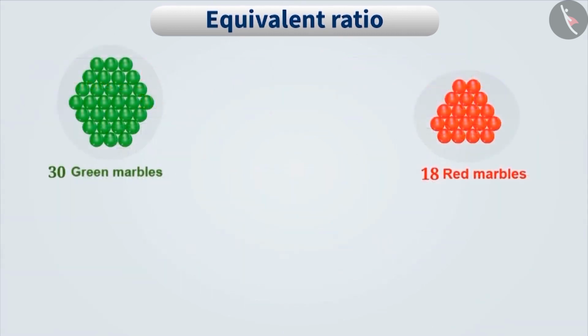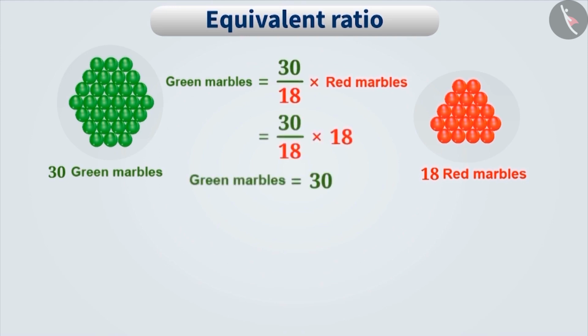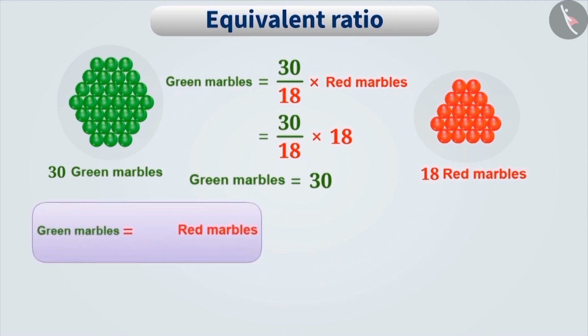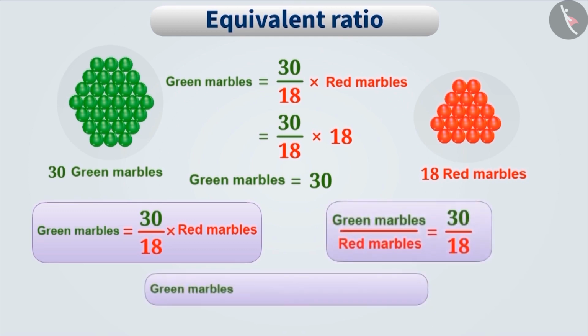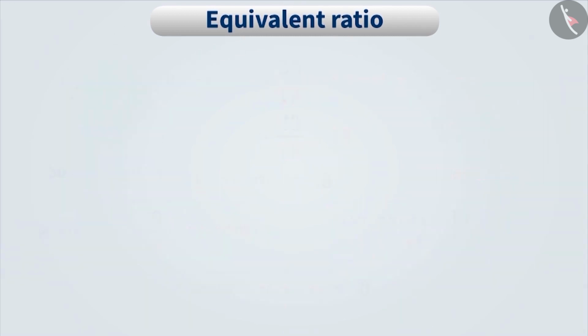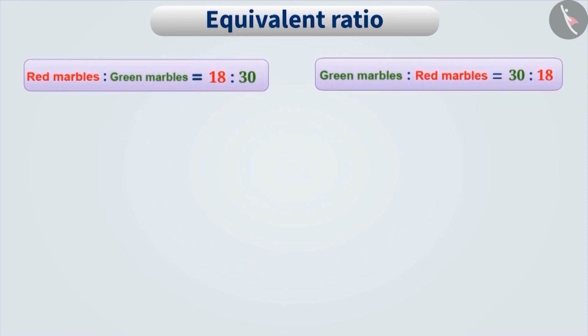We can also express this comparison in reverse. Just like the number of green marbles is obtained by multiplying the number of red marbles by 30 by 18, we can say that the number of green marbles is 30 by 18 times the number of red marbles. That is, the ratio of the number of green marbles to the number of red marbles is 30:18. By looking at these two ratios, you must have understood by now that in a ratio, order is very important.